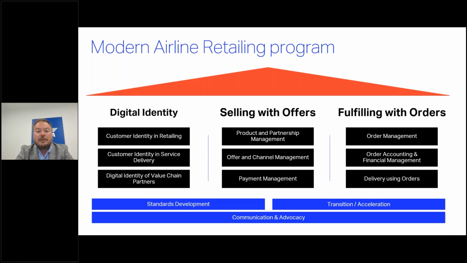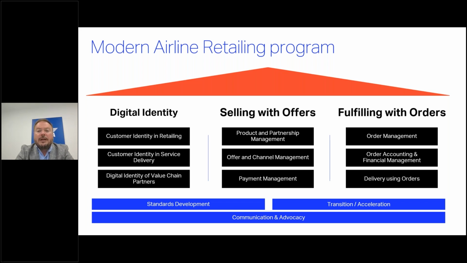Now, if we just do another click, we're looking at a pillar around standards development, to ensure that we've got standards to support all of those capability pillars that we have included under MAR. We have a certain set of activities under transition and acceleration, where we work with the industry to help with moving towards the airline retailing environment of offers and orders. One of the key activities there is the work that is being done by the consortium. And you'll see how the consortium also fits in with the industry producing reference architecture.